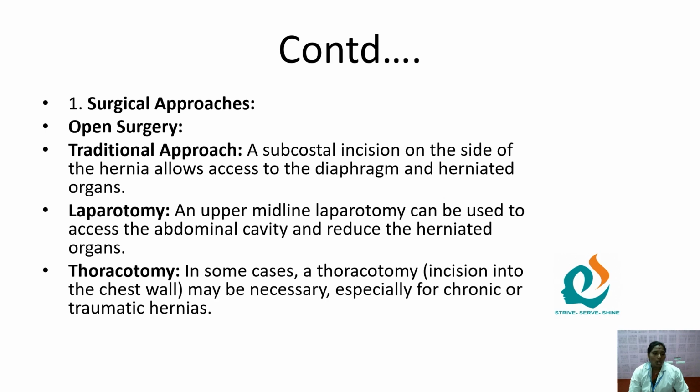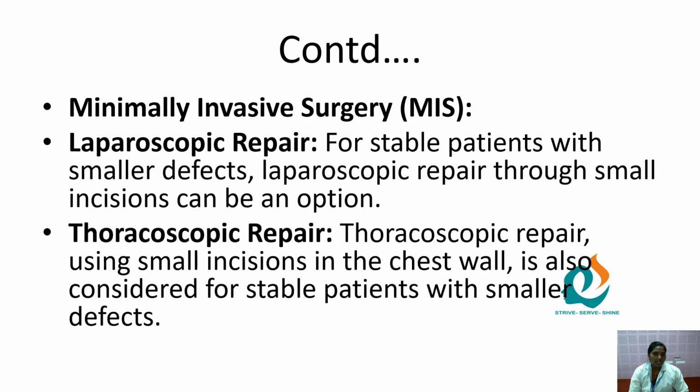And then the thoracotomy. In this case, thoracotomy incisions into the chest wall may be necessary, especially for chronic and traumatic hernias. And minimally invasive surgery, shortly called MIS: the laparoscopic repair, for a stable patient with a smaller defect, can be done through a small incision. And thoracoscopic repair, usually a small incision is made in the chest wall, is also considered for stable patients with a smaller defect.